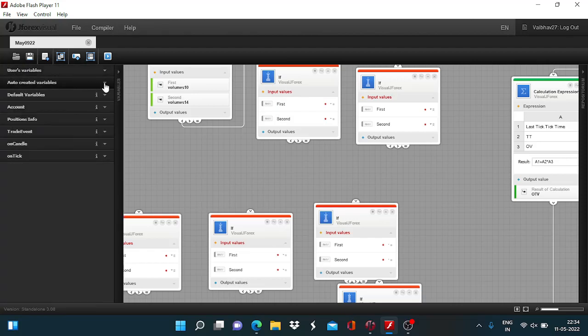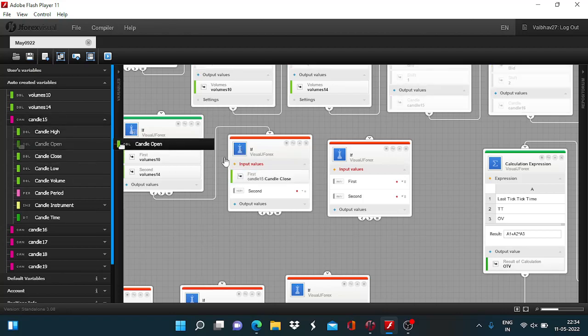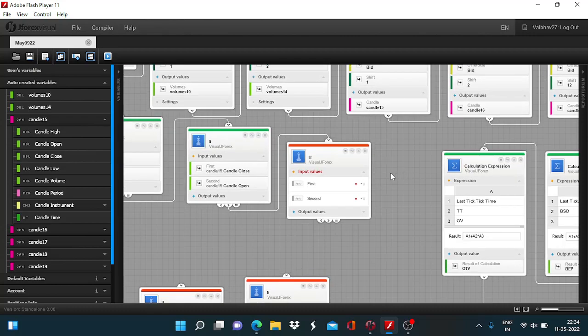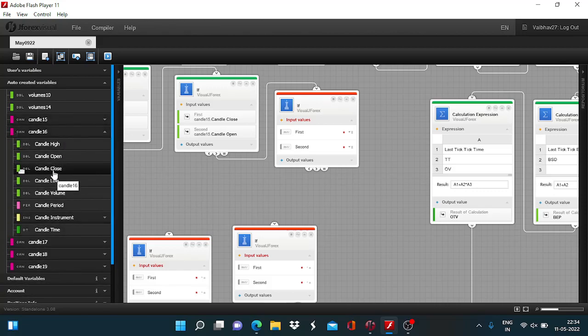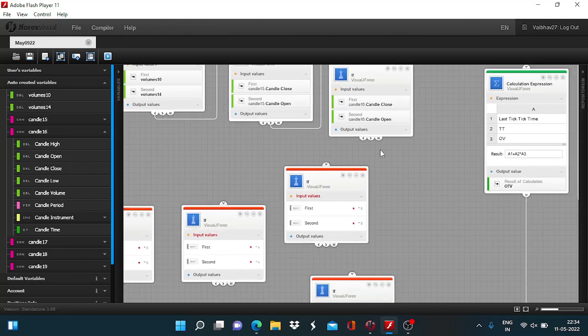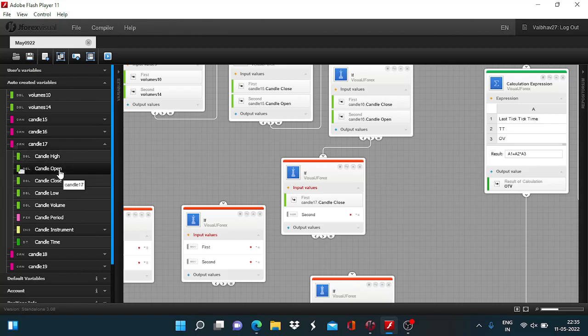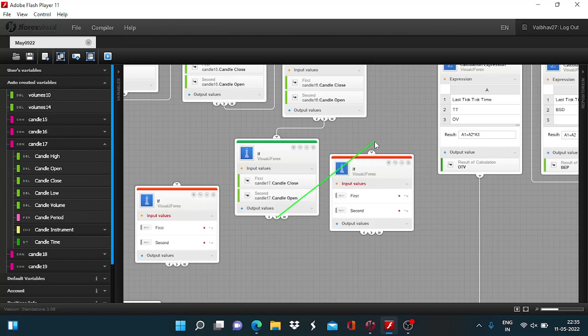So I start getting the variables from auto created variables. Candle 15, candle close should be higher compared to the candle open. So first thing, first input should be greater than second input. Candle 16, candle close needs to be higher compared to the candle 16 candle open. So again, first input greater than second input, and same thing for candle 17. Candle 17 candle close needs to be higher compared to the candle 17 candle open. So first thing, first input greater than second input.